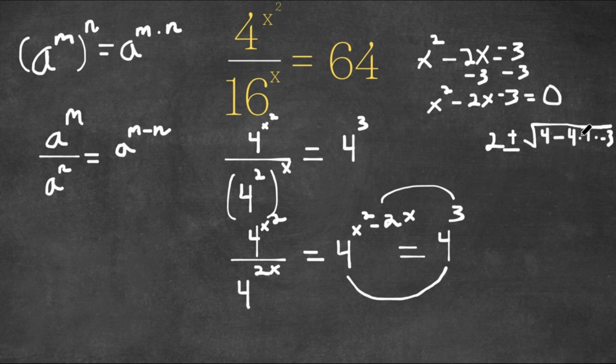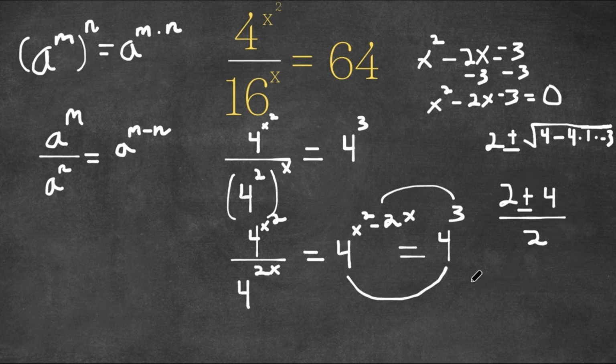Now, negative 4 times 1 is negative 4, and negative 4 times negative 3 is positive 12. So we have 4 plus 12, which is 16, and the square root of 16 is 4. So we have 2 plus or minus 4, and we are going to divide this by 2a. So a is 1, so we're dividing this by 2 times 1, which is 2.